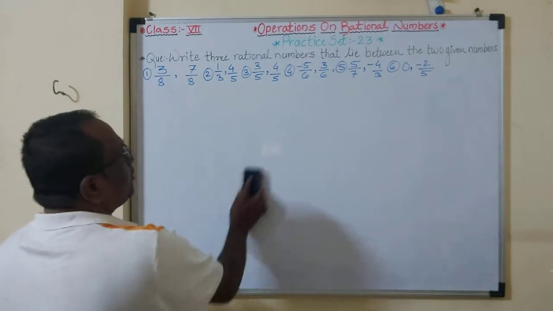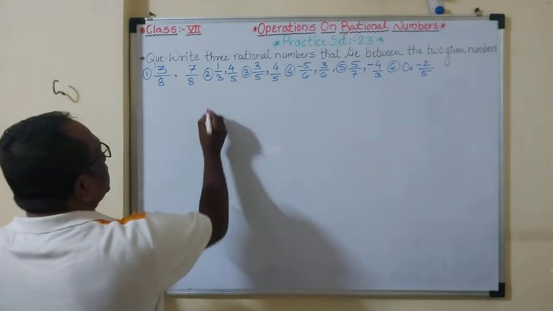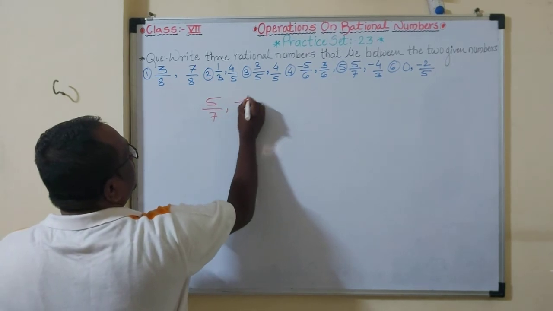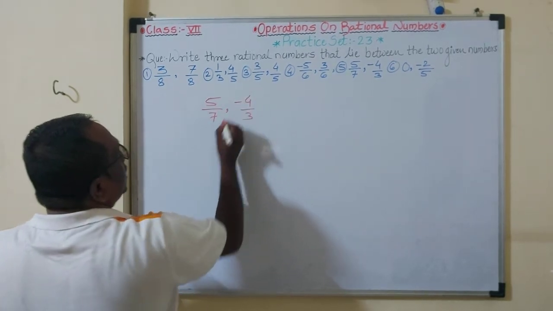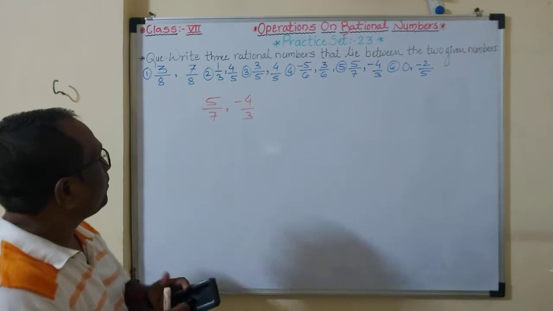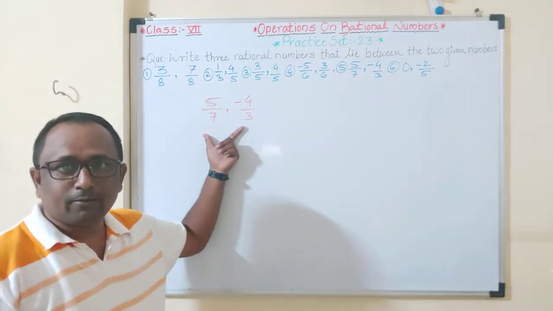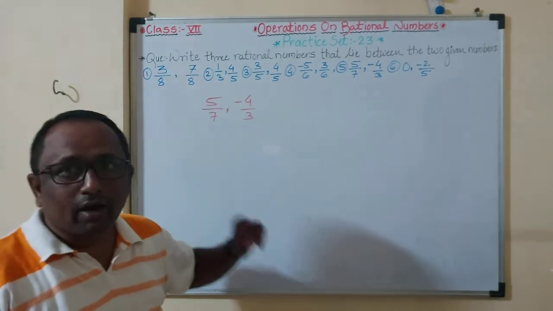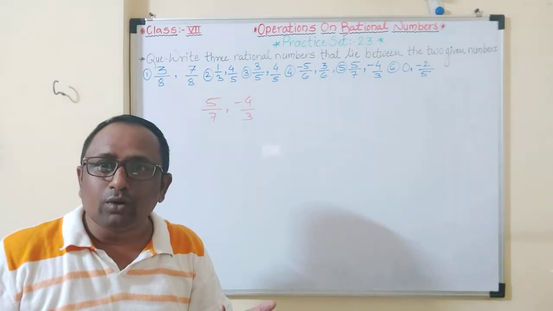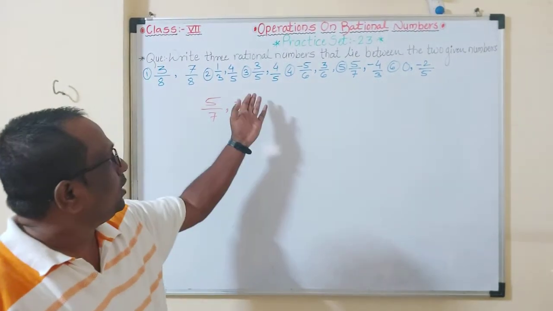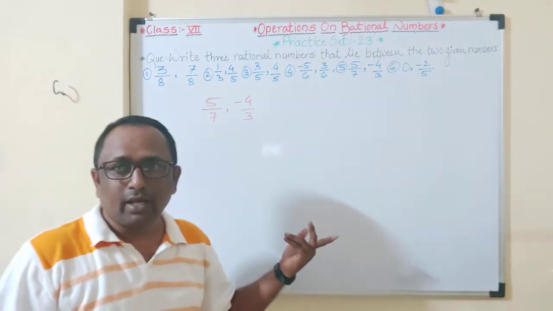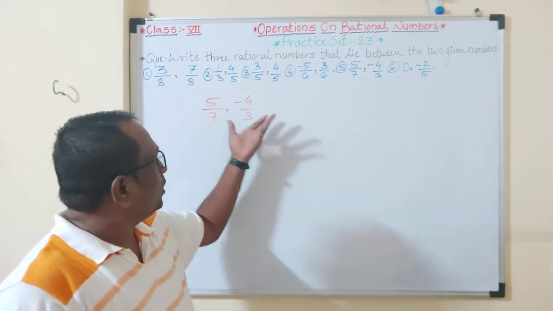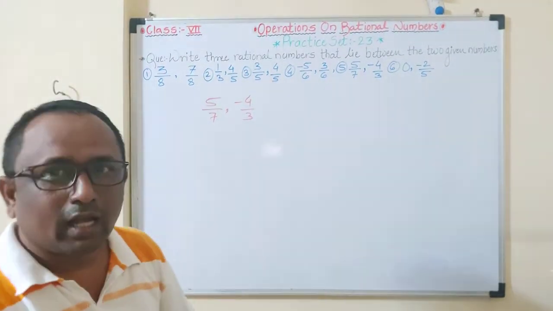Now in the next example, that is 5 upon 7 and minus 4 upon 3. Here, students, the denominators are different. We have to make these rational numbers or these fractions equivalent. In other words, we have to make the denominator the same. And here one fraction is minus. Don't take tension. First we'll make this and then we'll get the answers easily.